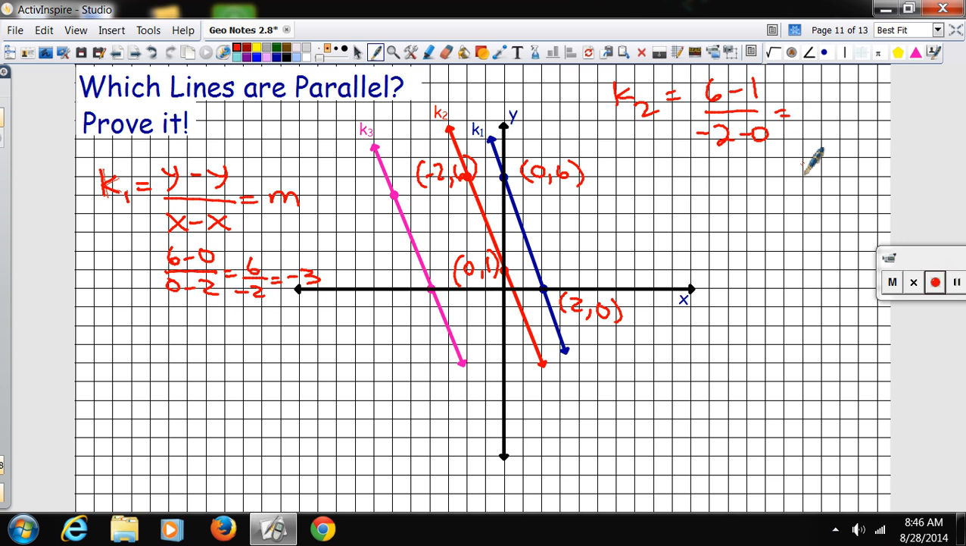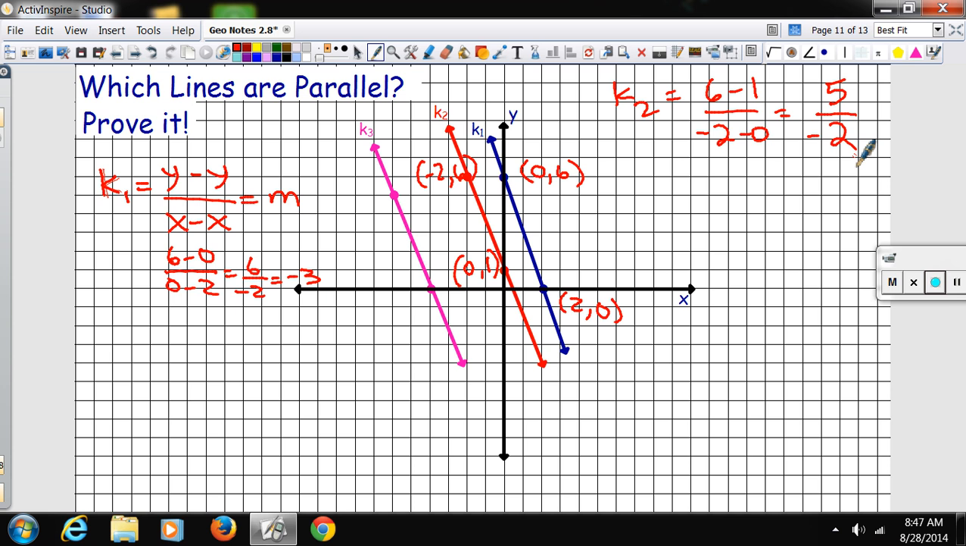So what's my slope here? 5 over negative 2. Is that the same slope as negative 3? No, this is like negative 2.5 right here. So definitely not parallel. K1 and K2 are not parallel. They kind of look almost parallel, but if you notice, they're getting a little closer as it gets to the bottom. So they would eventually touch, way down lower, but they would eventually touch.